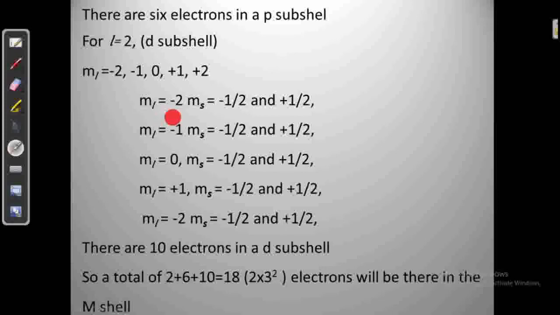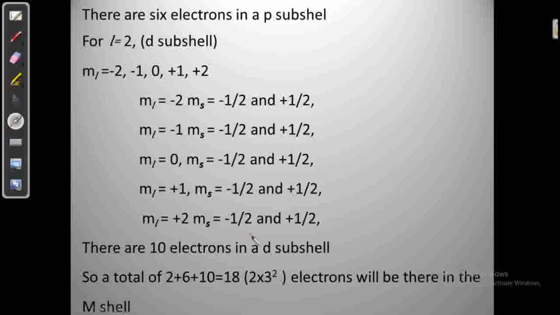So for m_l equal to minus 2, m_s will take these values. For m_l equal to minus 1, again 2 electrons. Like that, for m_l equal to plus 2, again m_s equal to minus half and plus half. So here 2 plus 2 plus 2 plus 2 plus 2, there are 10 electrons that can be accommodated in a d subshell. That is, usually you can see 3d10. So when l equal to 2, that is the d subshell, and a d subshell can accommodate 10 electrons.